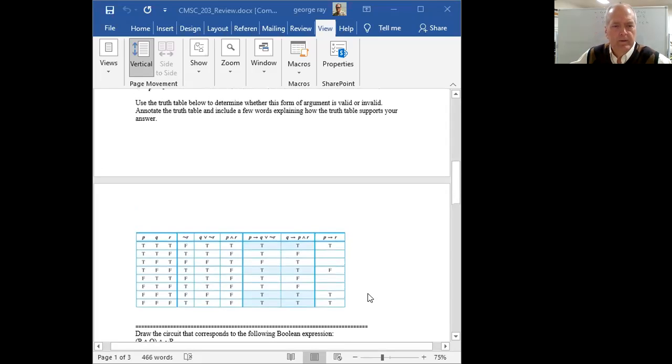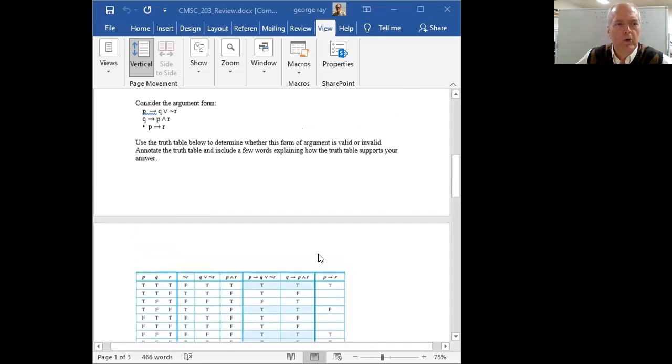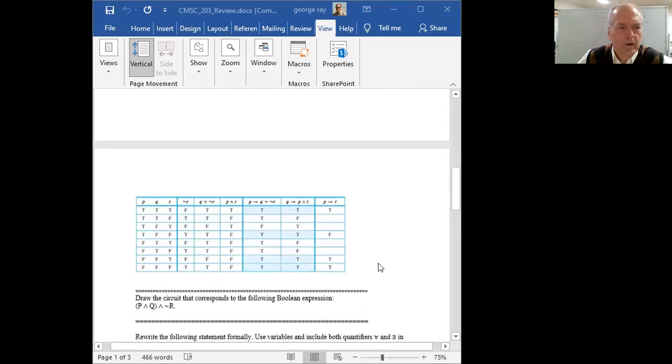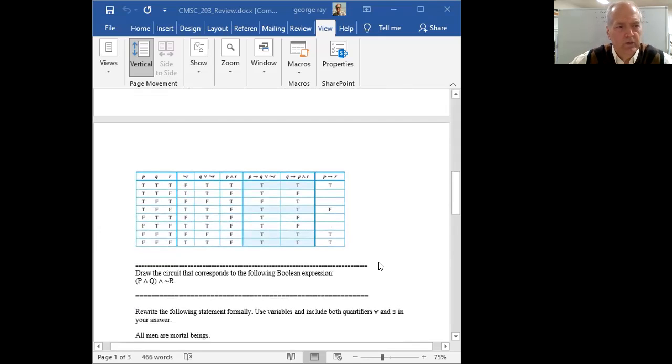So with 5, we want to determine if an argument is valid. We've got the major premise, if P then Q or not R; the minor premise, if Q then P and R; and the conclusion, if P then R. We didn't have to create this truth table. It was done for us. But of course, we could easily have done it by getting all the various combinations of truth values for P, Q, and R.